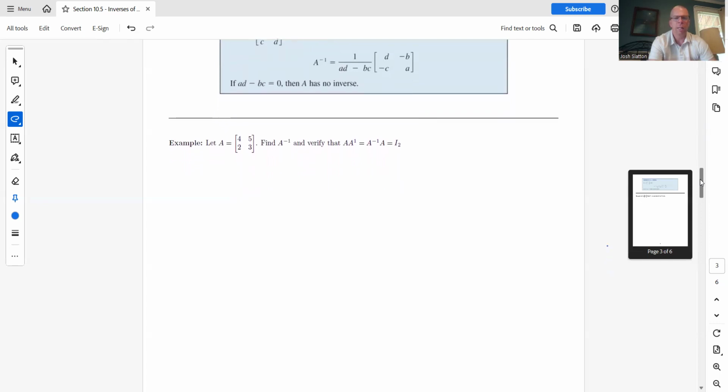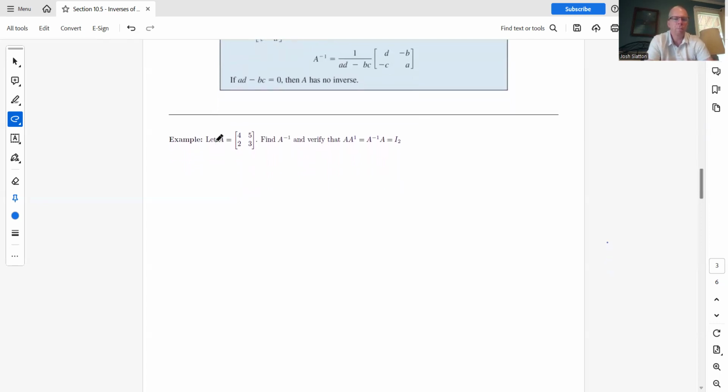So let's find A inverse here, and then we'll check to make sure that it actually is the inverse. So 1 over, and then of course we have a, b, c, d. So we have 4 times 3 minus 5 times 2. And then in our matrix, we will switch the a and the d. So we'll have a 3 here and a 4 here, and then we'll change the sign on the b and the c.